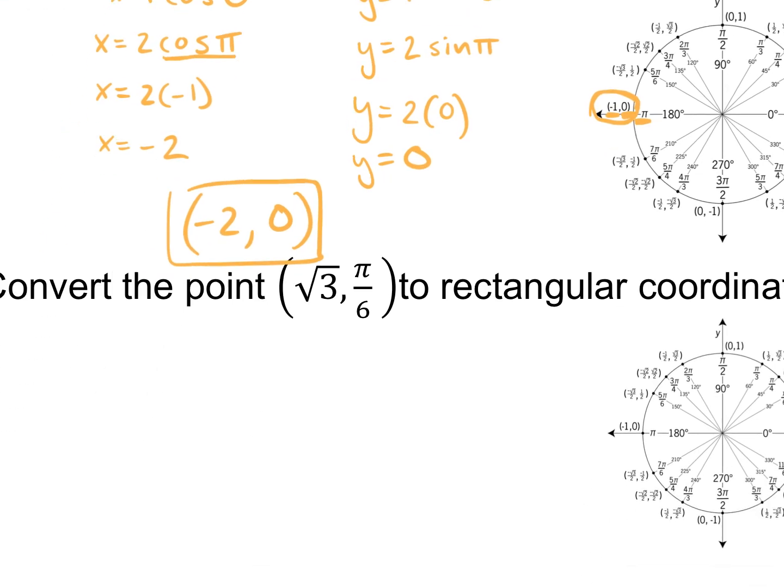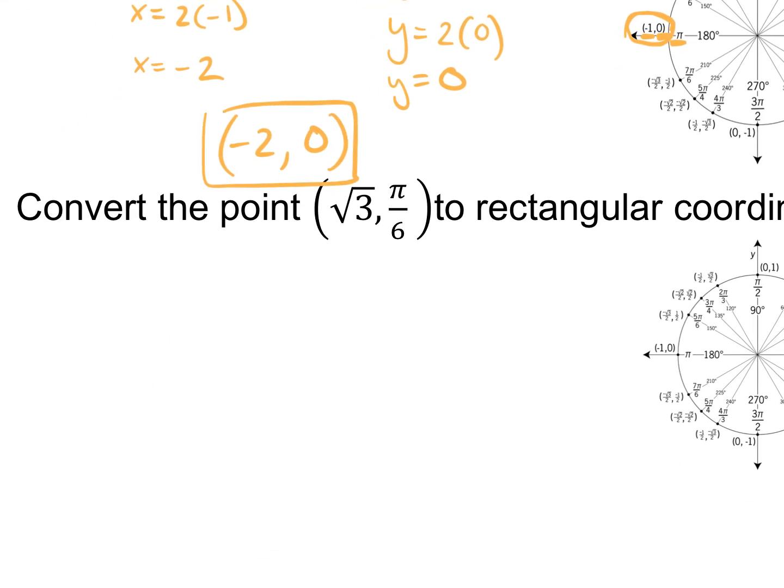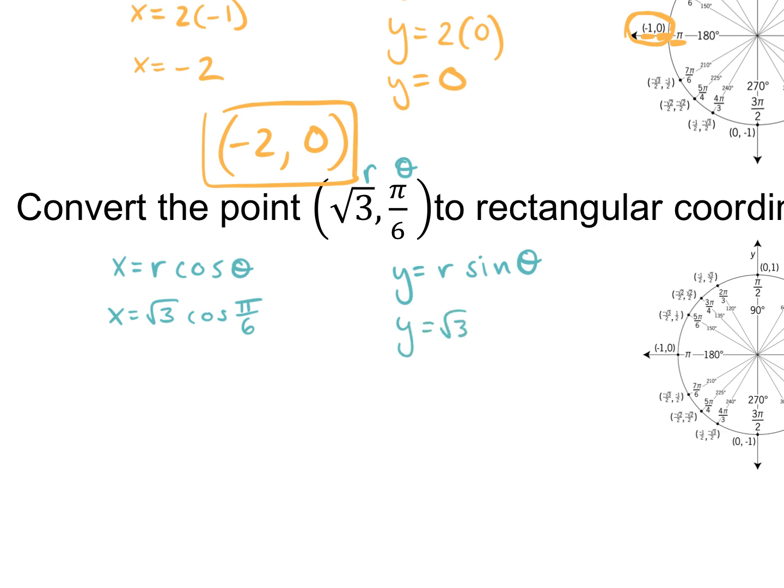Let's do it again. So in the next one, our formulas are x is equal to r times cosine of theta, and y is equal to r times sine of theta. So this is our r, and this is our theta. So x is equal to √3 times cosine of pi over 6, and y is equal to √3 times sine of pi over 6.